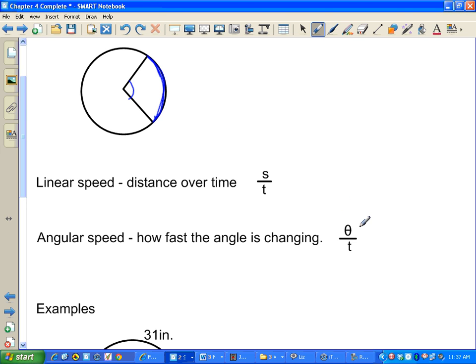So that is just theta, where theta is the central angle again, divided by the time that it takes. So the change in your angle divided by the time it takes for you to change that angle by that amount. That's angular speed. We can think of it as change in S over change in time, and change in the angle divided by change in the time.